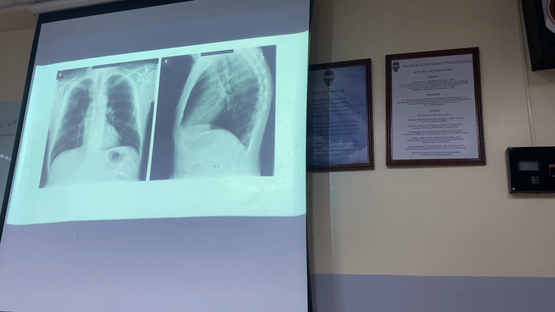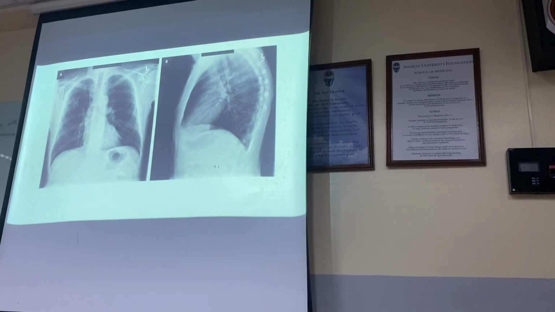Okay. If there is no chest x-ray there, I will print this. I will print these slides. Yun na lang gagamitin ko. It's the same thing. It's the same thing, only in bond paper, right?